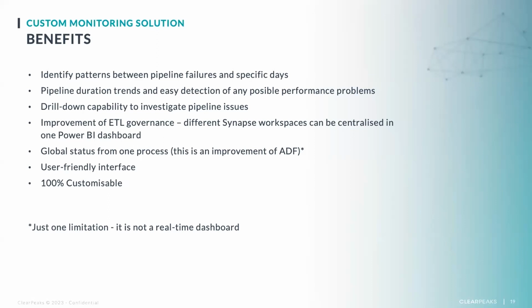We have improved ETL governance since different Synapse workspaces can be centralized in one Power BI dashboard if needed. And we can see in a direct way if a process has failed, although Synapse says it hasn't. This is useful for orchestrator pipelines: if one inner pipeline has failed but the orchestrator pipeline hasn't, we don't want to have this orchestrator as succeeded. So this is an improvement also from Azure Data Factory.